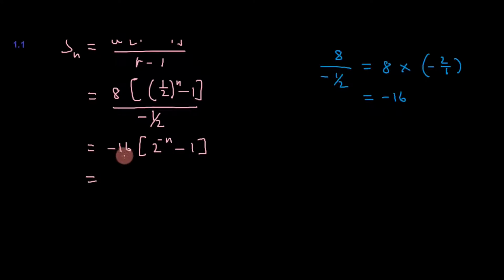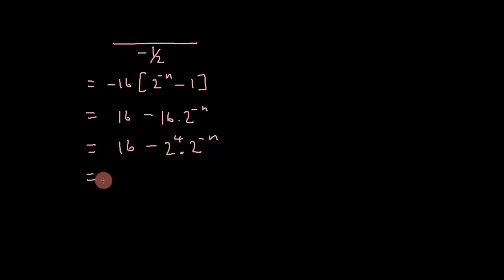Now we can multiply the negative 16 into the brackets. So negative 16 times negative 1 is 16. And in multiplying the 2 to the negative n also by negative 16. Now we can use prime factors of 16 here, so 2 to the 4. And here we are multiplying and the bases are the same, so we can add the powers. So 4 plus negative n is 4 minus n.